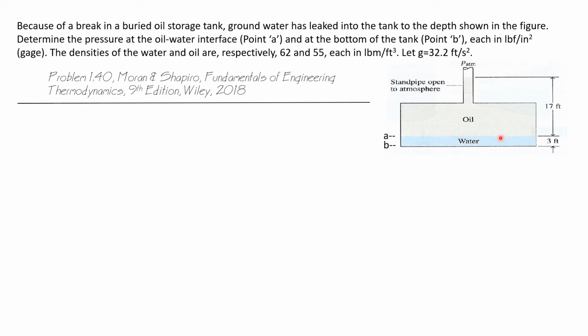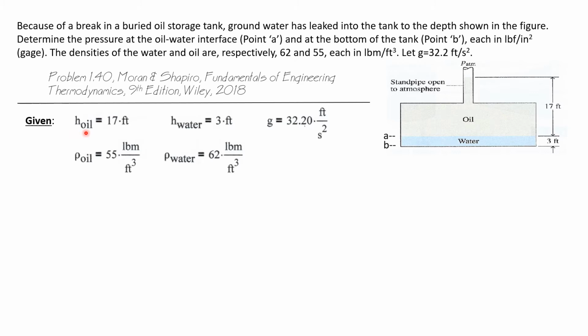And then above the water is oil that's gone all the way up into this filler pipe and to a height of 17 feet above the water. And we are asked to find the gauge pressure at point A and the gauge pressure at point B. And we're given the densities of the two fluids and acceleration of gravity. Now recall that gauge pressure and absolute pressure are not identical. And here we've been asked for the gauge pressure. So let's find them.